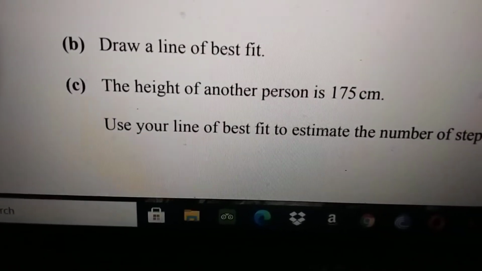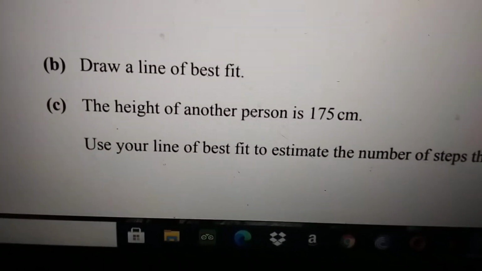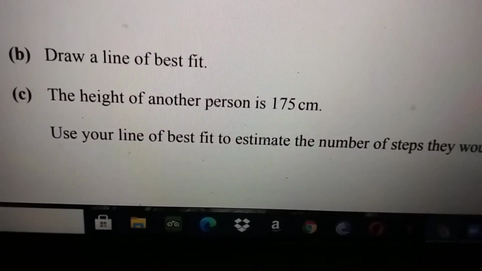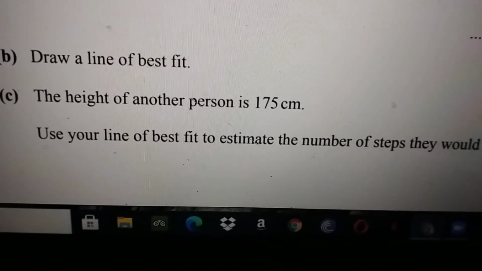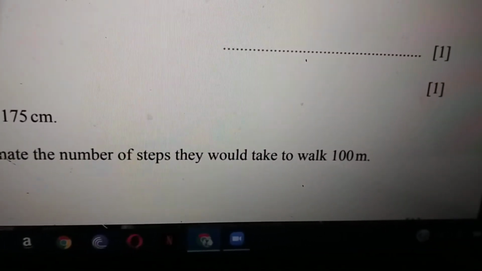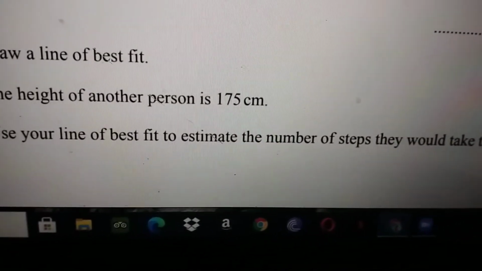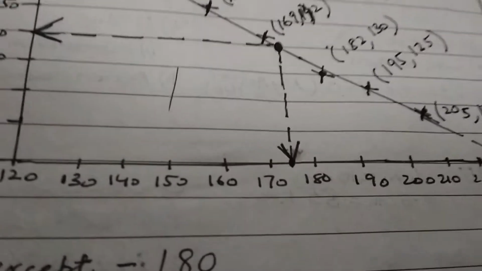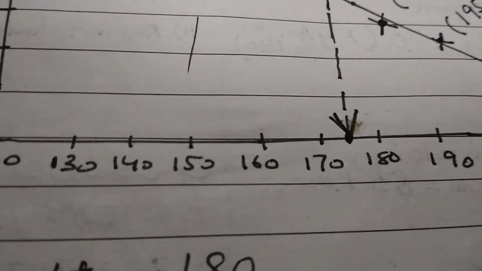The second part says that part C, the height of another person is 175 centimeters, and we have to use our line of best fit to estimate the number of steps they would take to walk 100 meters. So at 175, you can see over here, at 175, right there, the x value.